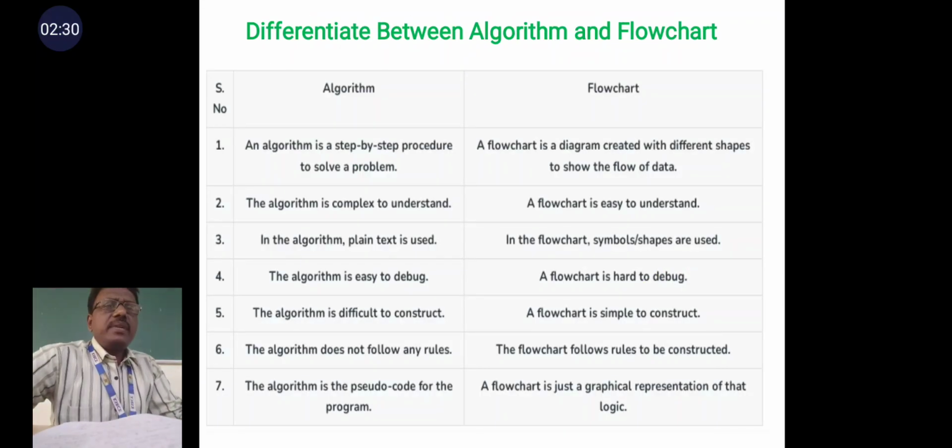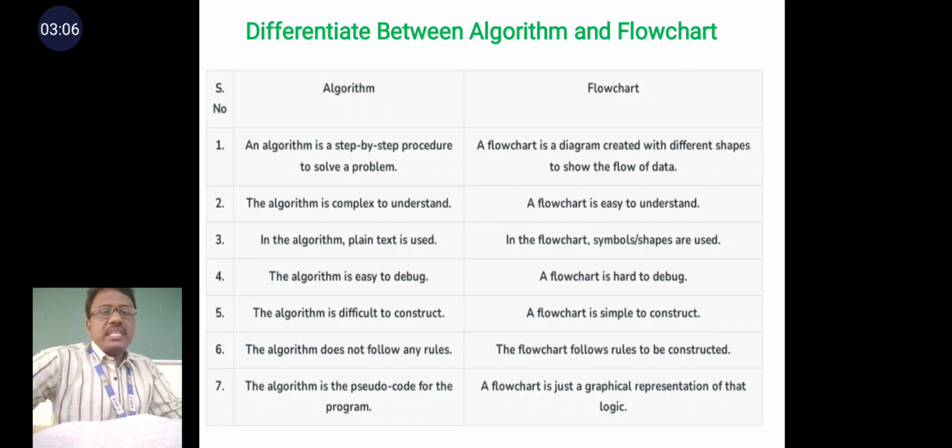Next, the difference between algorithm and flowchart. An algorithm is a step-by-step procedure to solve a problem. A flowchart is a graphical representation. The diagram is created with different shapes to show the flow of data. Algorithm is complex to understand. Flowchart is easy to understand. In the algorithm, plain text is used. In the flowchart, symbols and shapes are used.